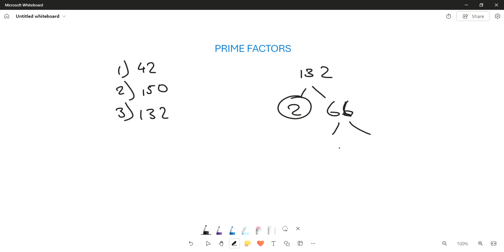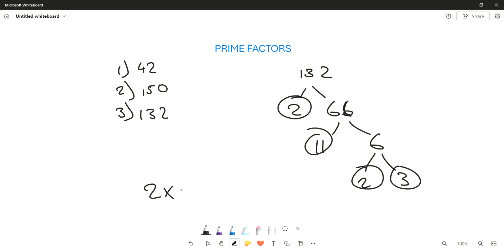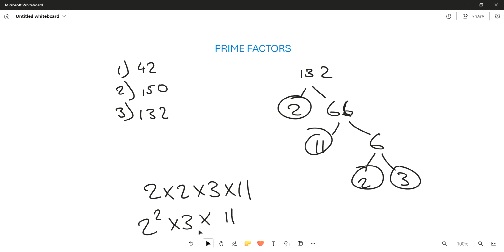Two numbers that multiply to give 66: 11 and 6. 11 is prime, so we're going to circle that and stop there. Is 6 prime? No, so we're going to continue. Two numbers that multiply to give 6: 2 and 3, and these are both prime. So these are the prime factors of 132. To write this out, we'll have 2 times 2 times 3 times 11, which can also be written as 2 squared times 3 times 11, like so.